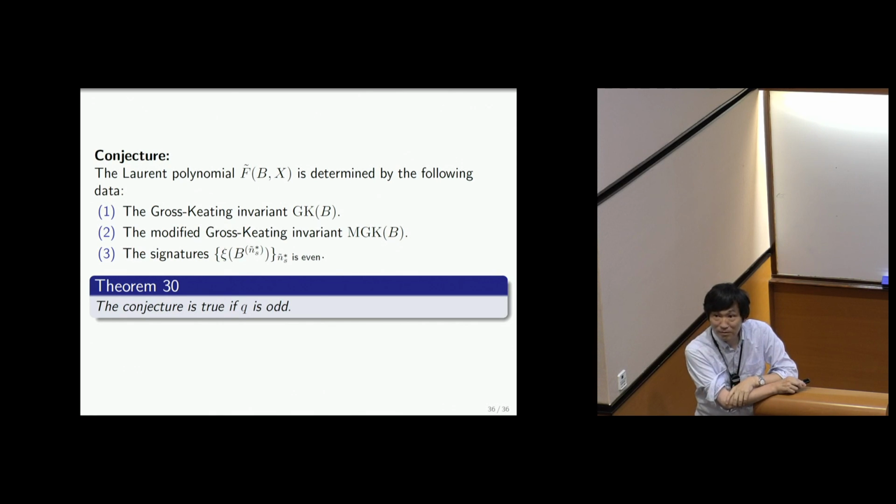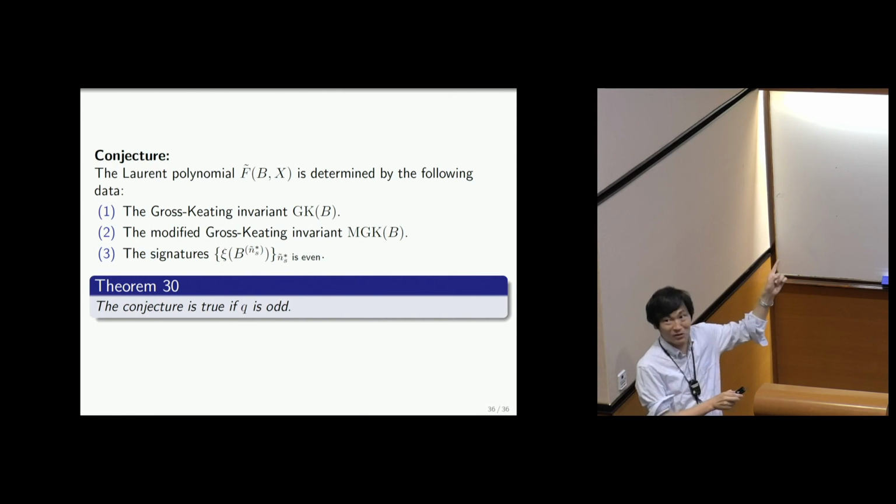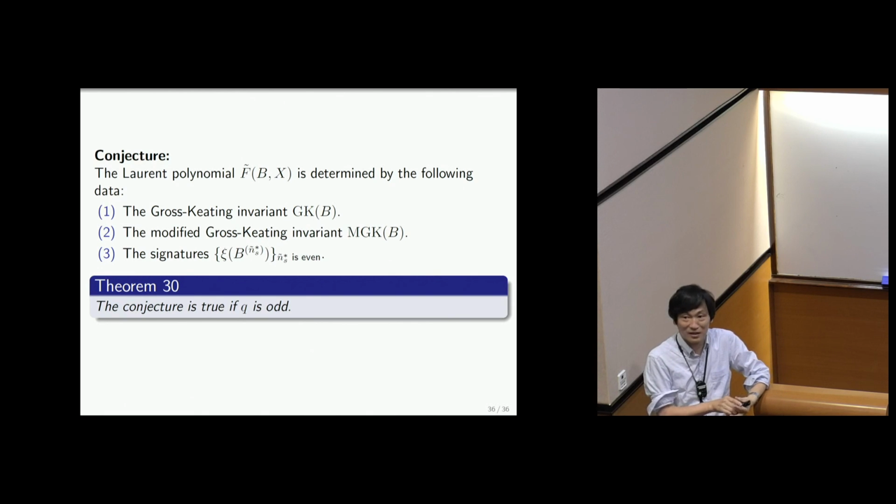Do you know any applications of these Gross-Keating invariants for Hermitian forms? Yeah, the first application is for Jacobi series. And as Professor Cho explained, the Fourier coefficient of the Hermitian Jacobi series should be related to the intersection number for the Shimura variety for the unitary group.